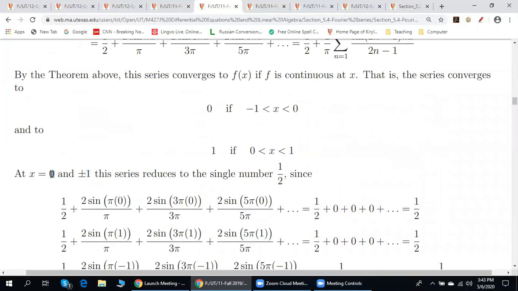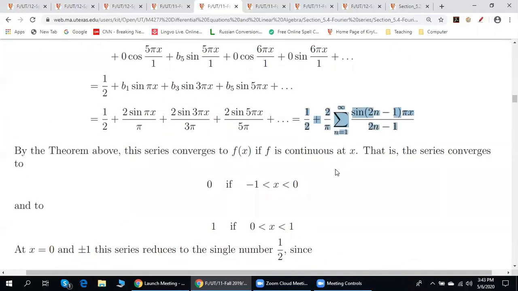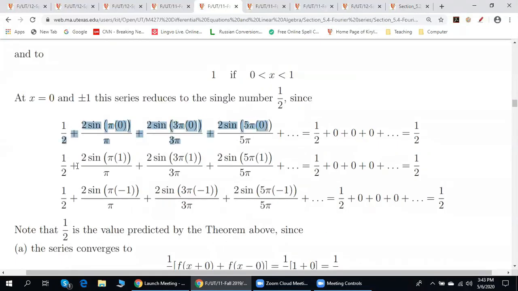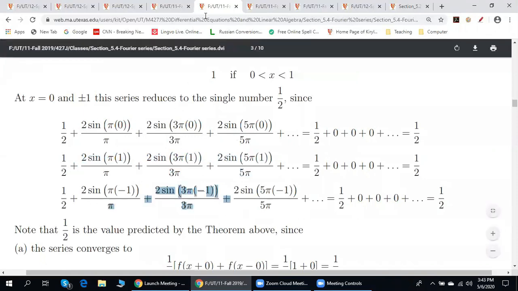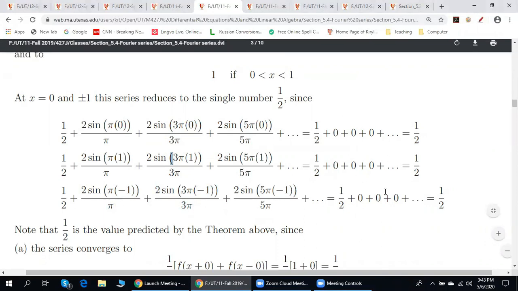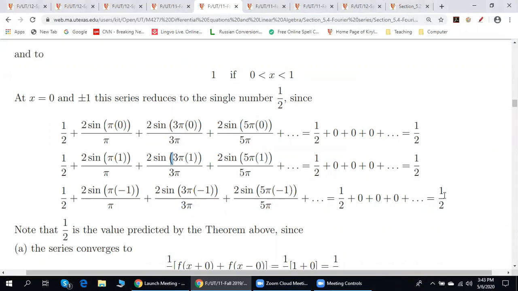Let us just plug in 0 and ±1 into our series. We get this, this, and this. Note that in all three cases, all sines are equal to 0. So the result is 1/2 in all three cases.